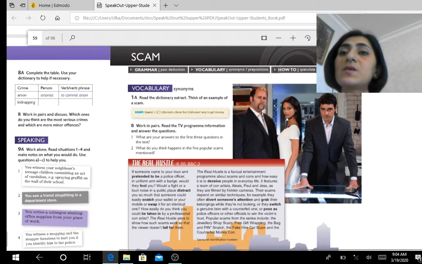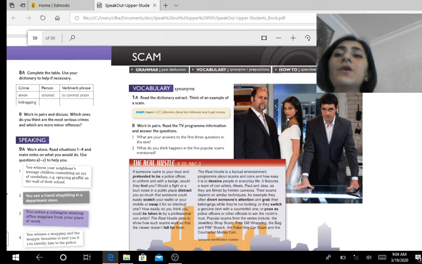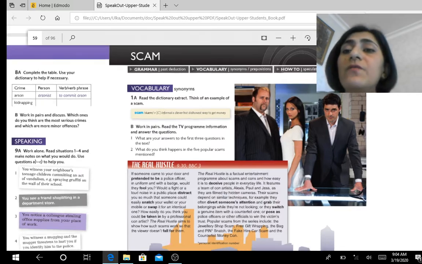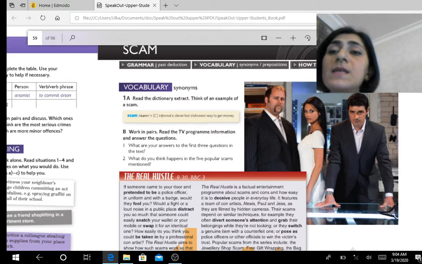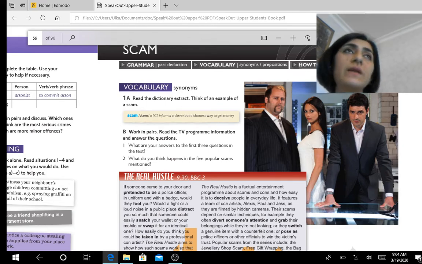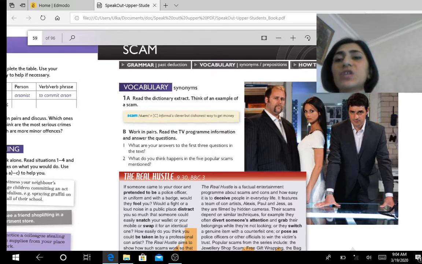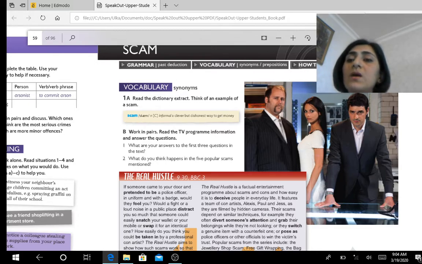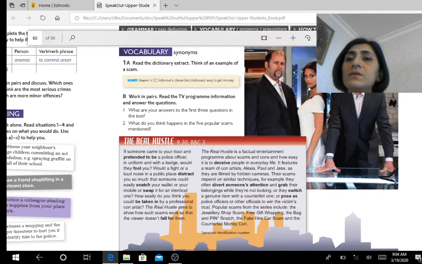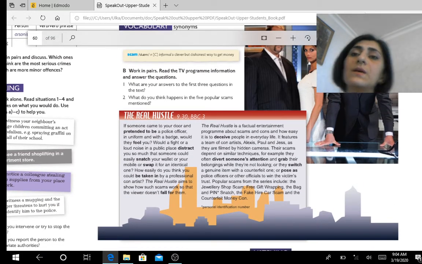This part is called scam. What is scam? If you pay attention to exercise 1, vocabulary synonyms, you have the full definition of the word scam. It's an informal one, a clever but dishonest way to get money. In Azeri, it will be like fırıldaqçılıq, in Russian, мошенничество. So you get money in a dishonest way. The vocabulary is broader in your B exercise.